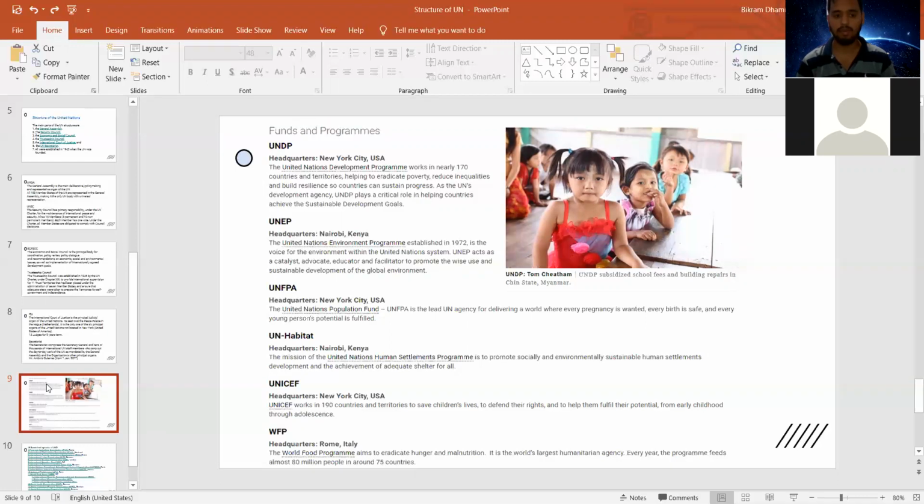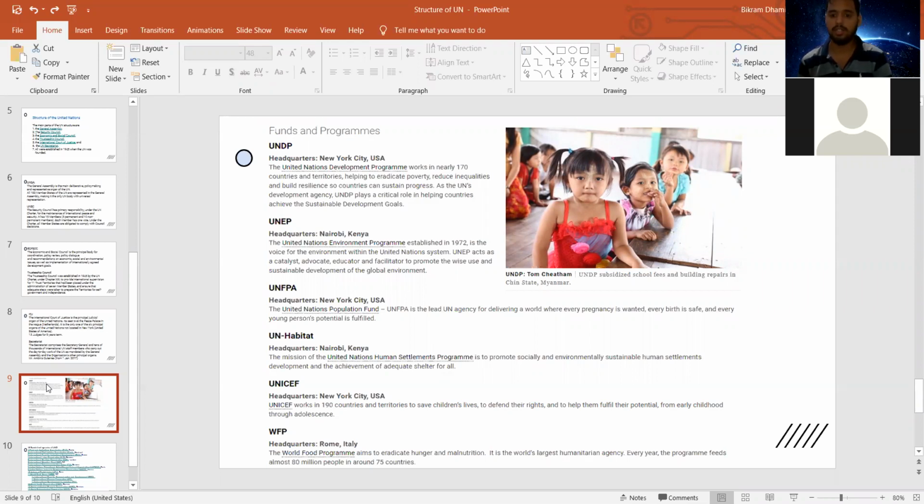The next organization that is a fund or program under the United Nations is the WFP, whose headquarters is in Italy. It is the World Food Program, which advocates for the eradication of hunger and malnutrition from the world.